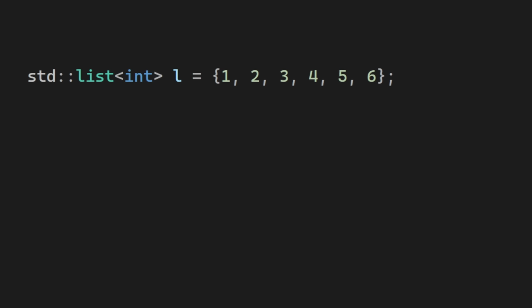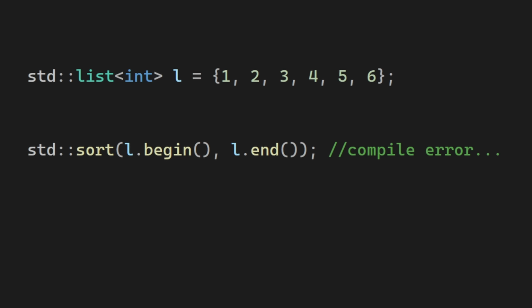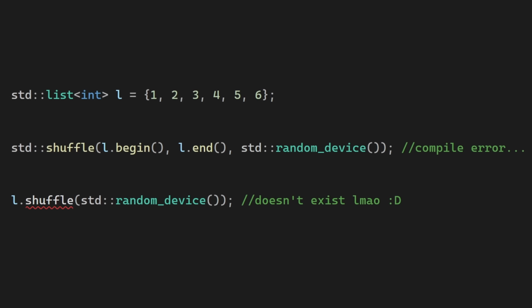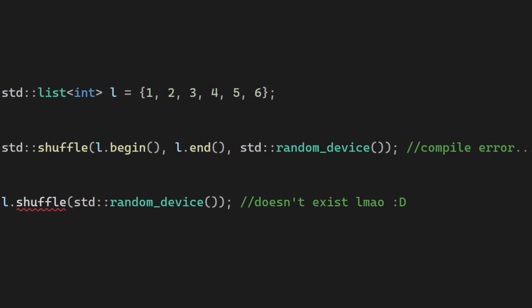For example, the list doesn't work with sort. You need to call a sort method on it. What? But even worse, shuffle doesn't work as well. But you don't even have a shuffle method for the list. Like, is it too much to ask to randomly shuffle a list? But by far my favorite example is the string.